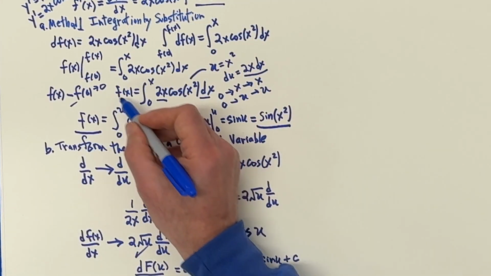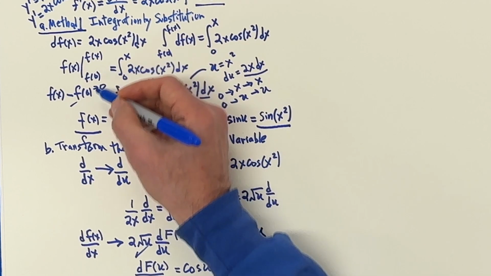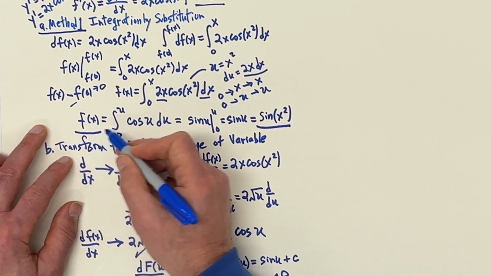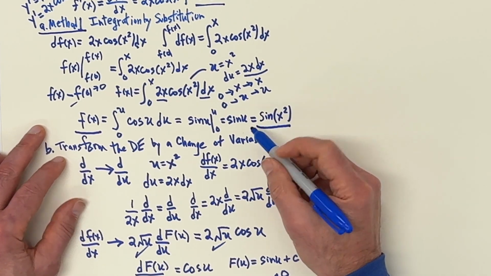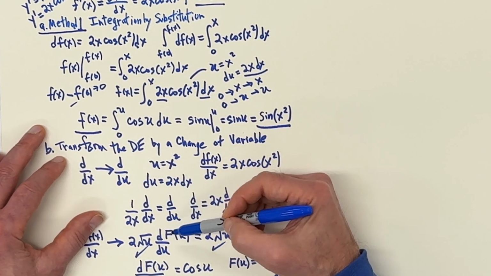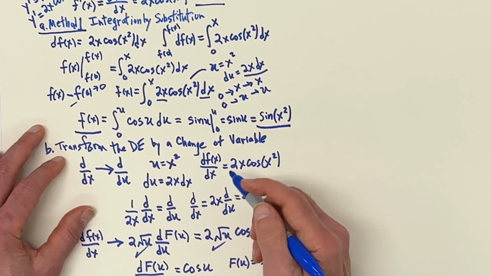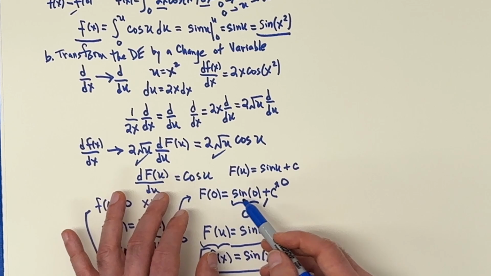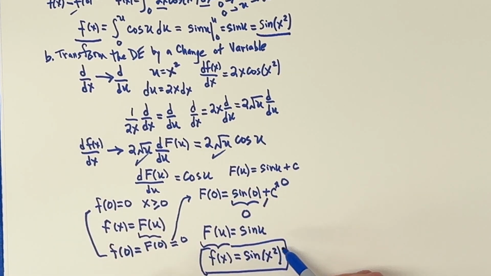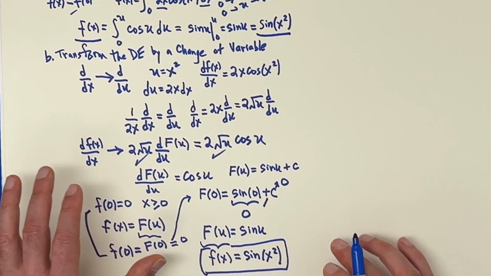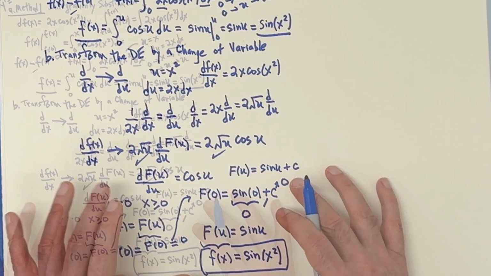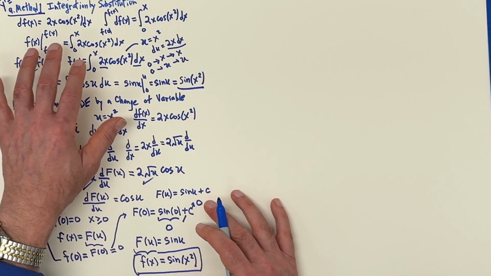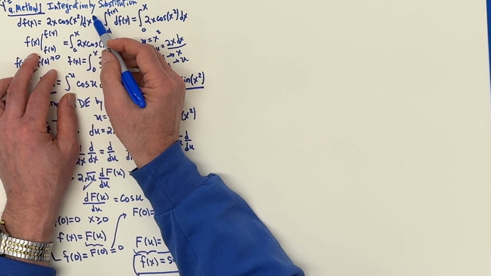In other words, using method 1, we found that f of x, lowercase f of x, is sine of the quantity x squared. By using the transformation variable first with the differential equation, we transformed the differential equation into an equation we could solve very easily, and we've got the same result. So I always like doing this. When you learn something new, do it the old way first to really master what's going on. So we do the old way first using integration by substitution.